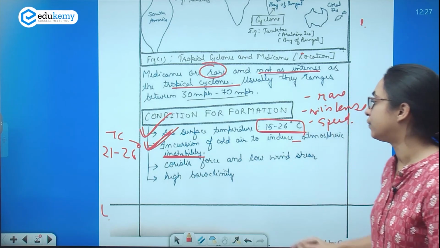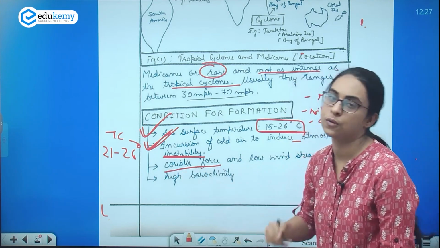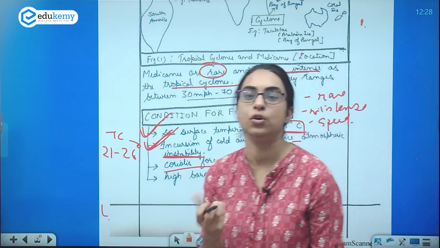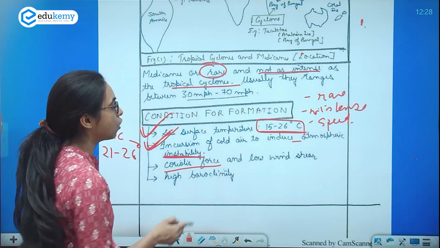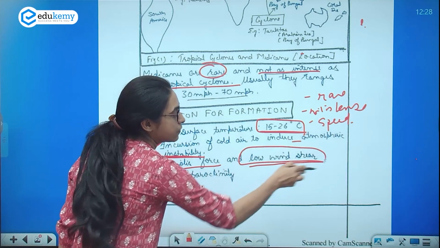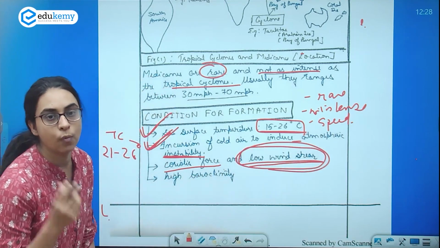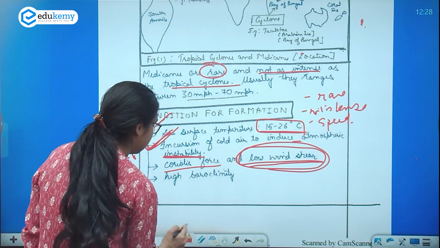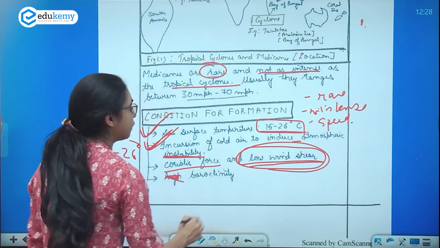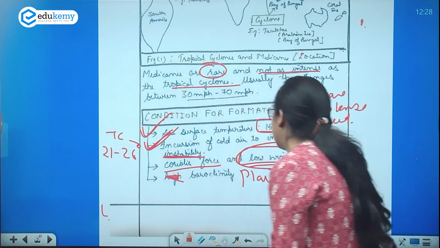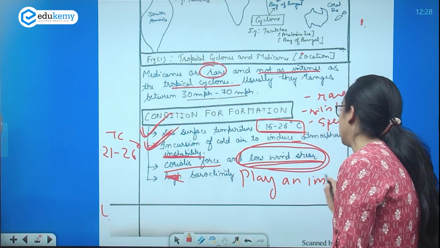Then we have Coriolis force. We know for any cyclone you need Coriolis force. There is also low wind shear. We have seen it requires comparatively low wind shear, and one of the things that you can write here is that baroclinicity plays an important role.